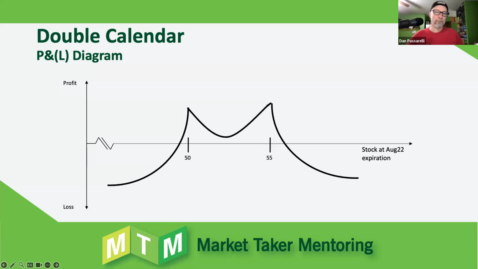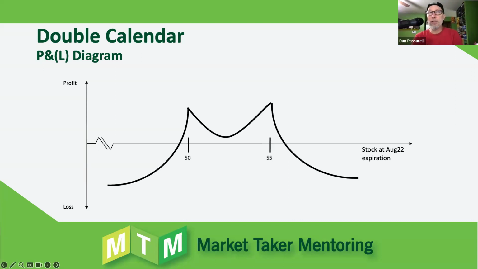Well, whenever I have a calendar, the price I want the stock to be at expiration is at the shared strike price. Now I've got two of these on. There's two shared strike prices: the 55 call calendar and the 50 put calendar. So really, I want the stock to be at either one of those. It doesn't really matter which one. I just want it to be at one of them.